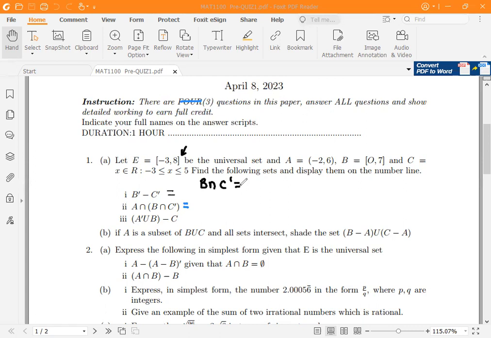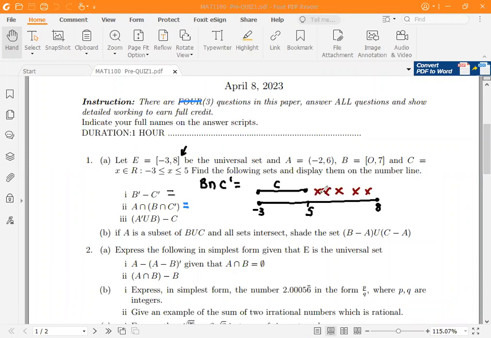So let's go to the line. This is 8. This is -3. C is running from -3 all the way up to 5. This is C. What about C complement? C complement will be the opposite of this C, the part that doesn't have C but belongs to the universal set. So this part here doesn't have C. So this is all that we're going to call C complement.